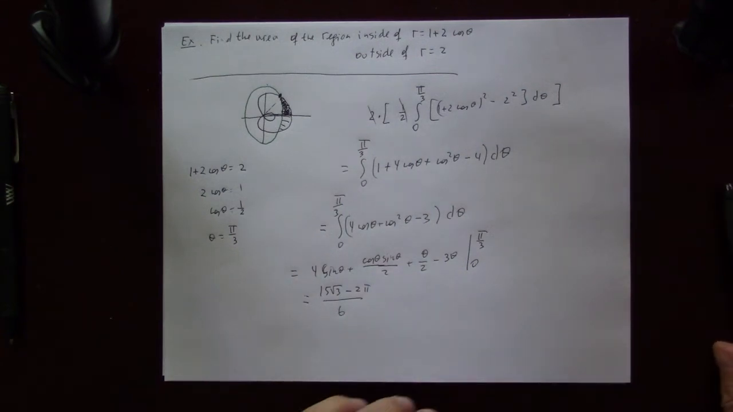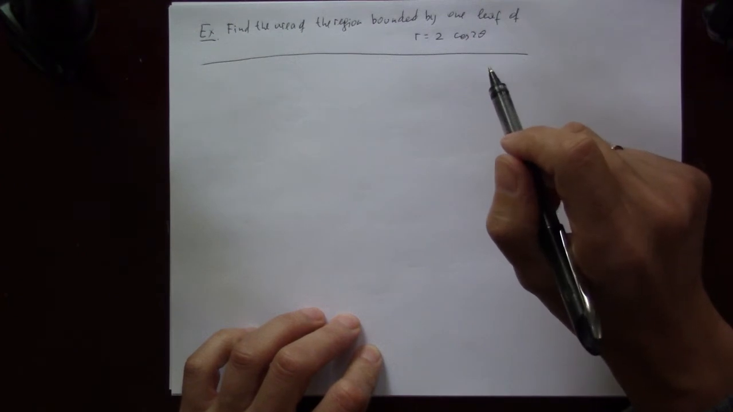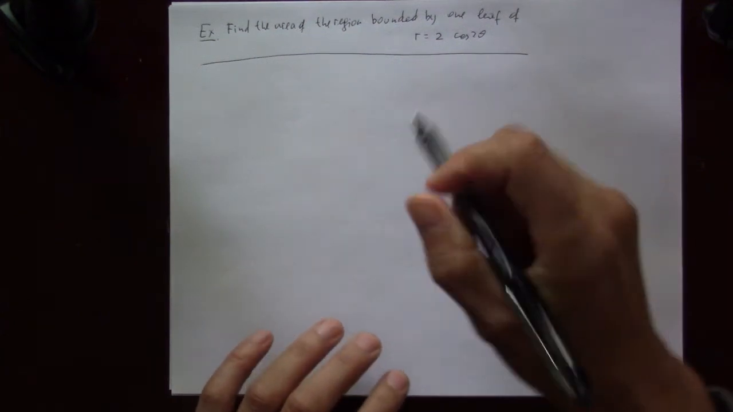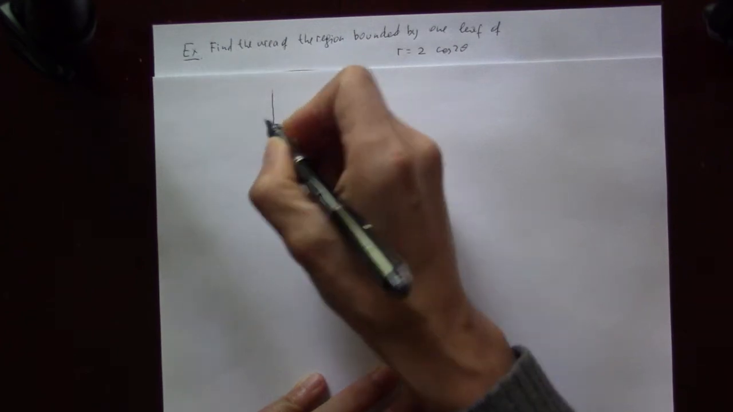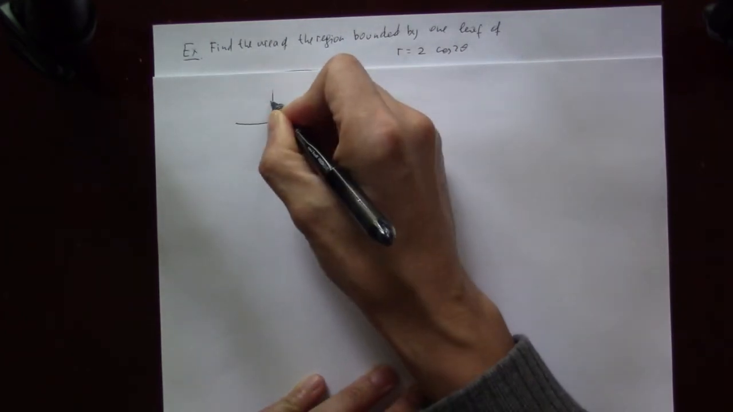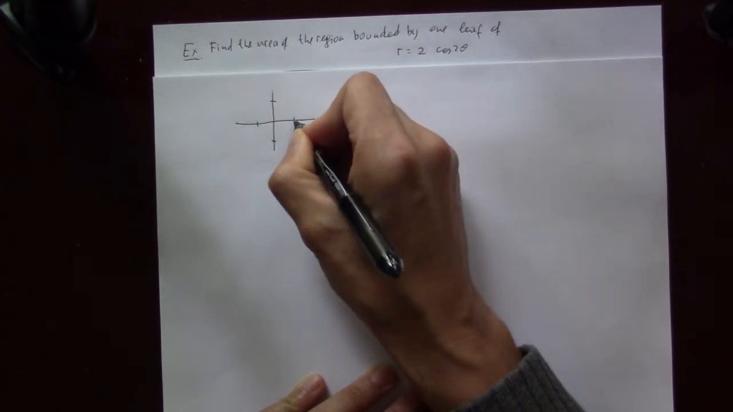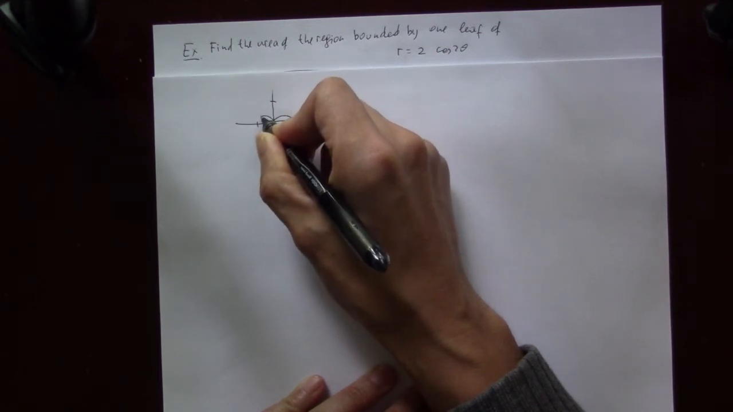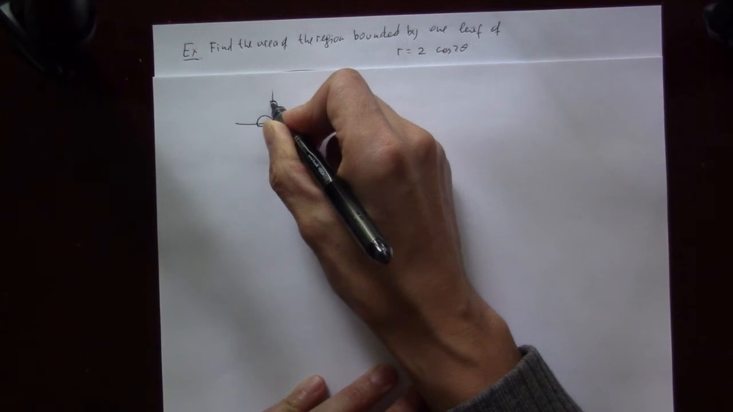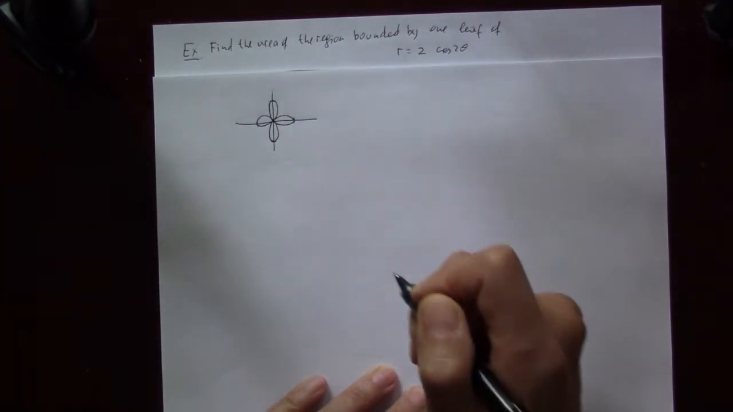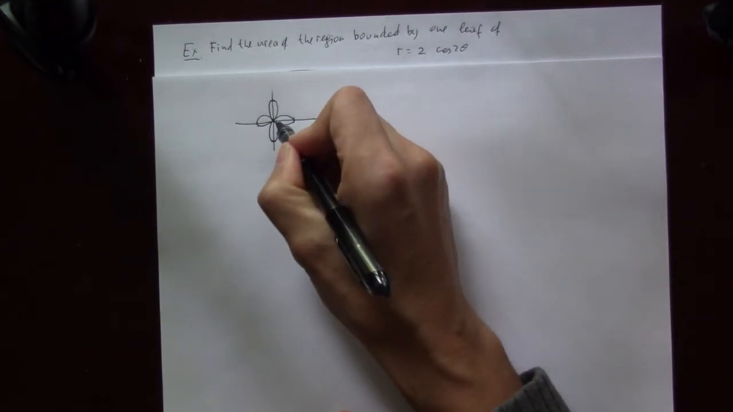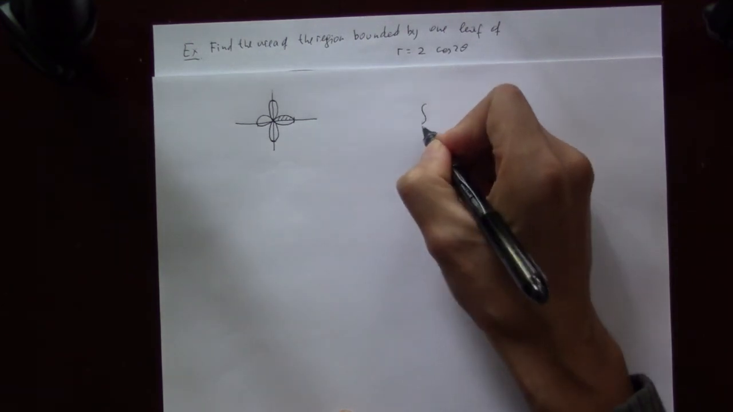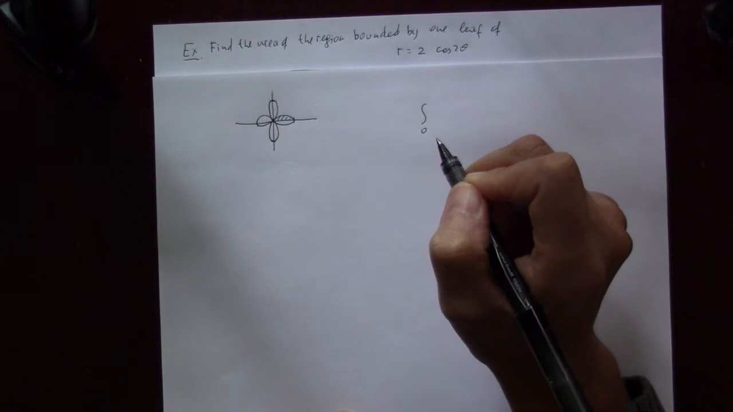We have the following problem. We want to find the area of a region bounded by one leaf of the four-leaf rose, r equals 2 cosine of 2 theta. Let's first recall the graph of the four-leaf rose. So it starts on the x-axis, then it goes around and around and around. So we need to find one leaf. So actually what we'll be doing is we'll calculate this piece, because for this piece we know the lower limit, theta equals 0.